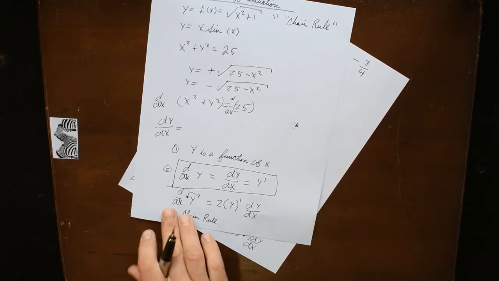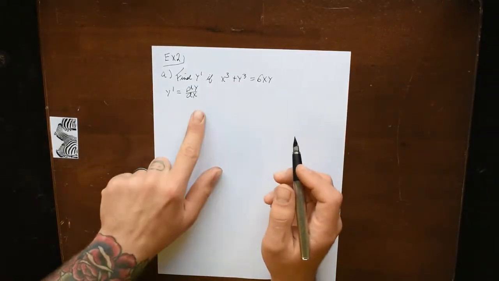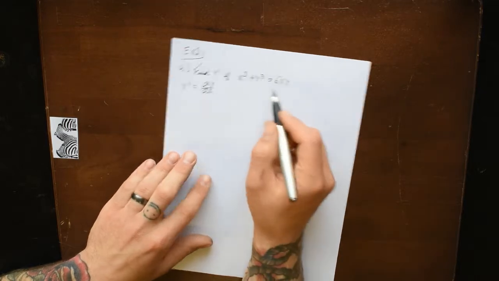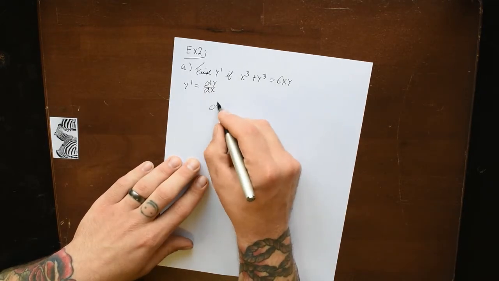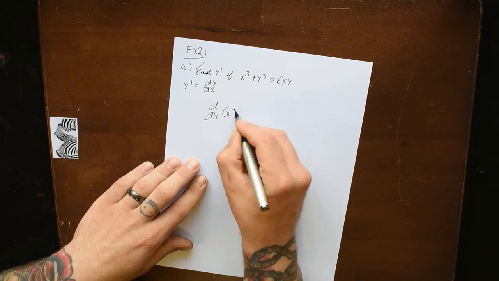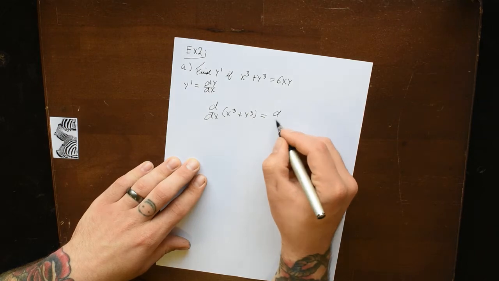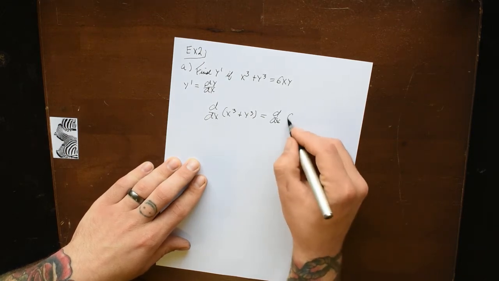I'll add that. So, it goes like that, and this goes like that. So if we want to find y prime, well, that means we want to take the derivative of the left-hand side, and that's going to be equal to the derivative of the left-hand side.